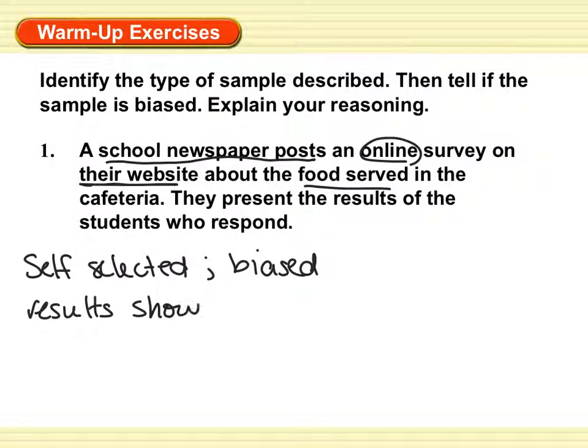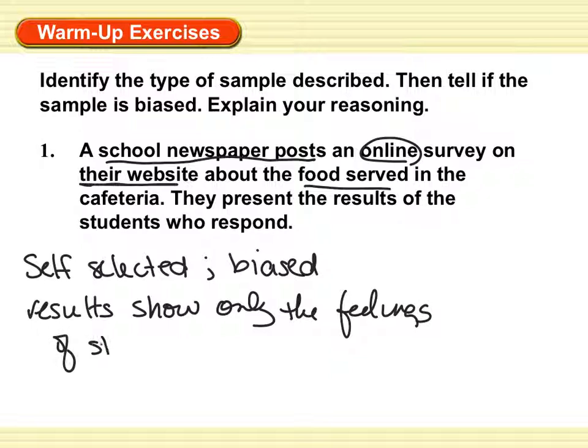show only the feelings of students who volunteer for the survey. That should be a V.